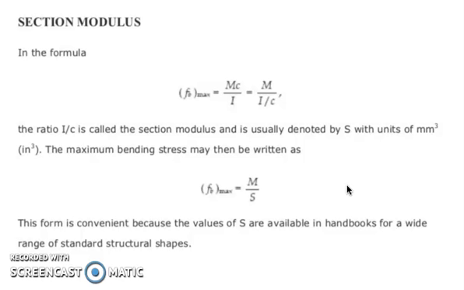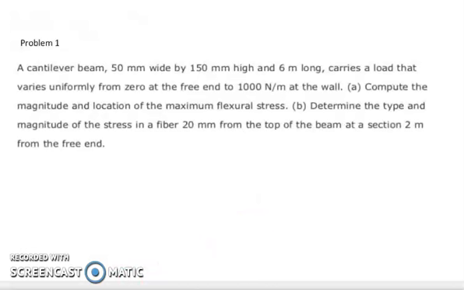So the maximum bending stress can be written in terms of the section modulus: M over S, your maximum moment all over the section modulus. This form is convenient because the values of S are available in handbooks for a wide range of standard structural shapes. So we have here our first problem.